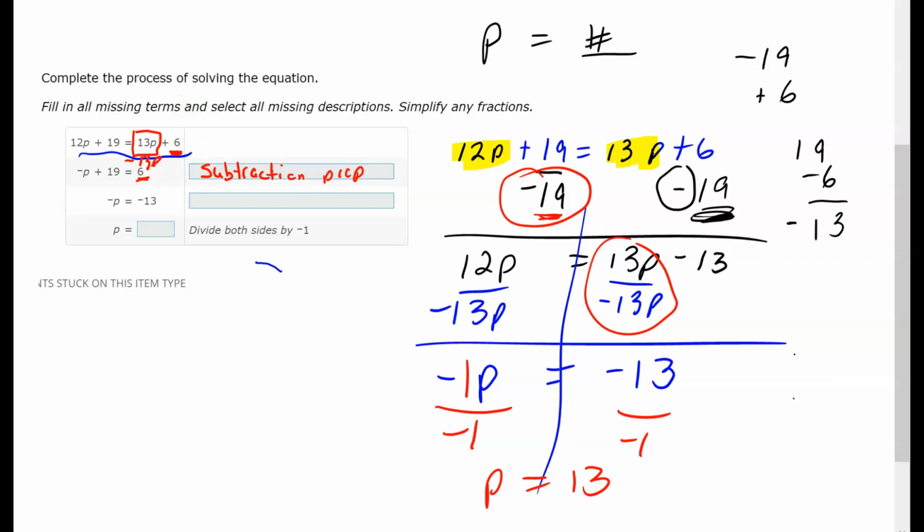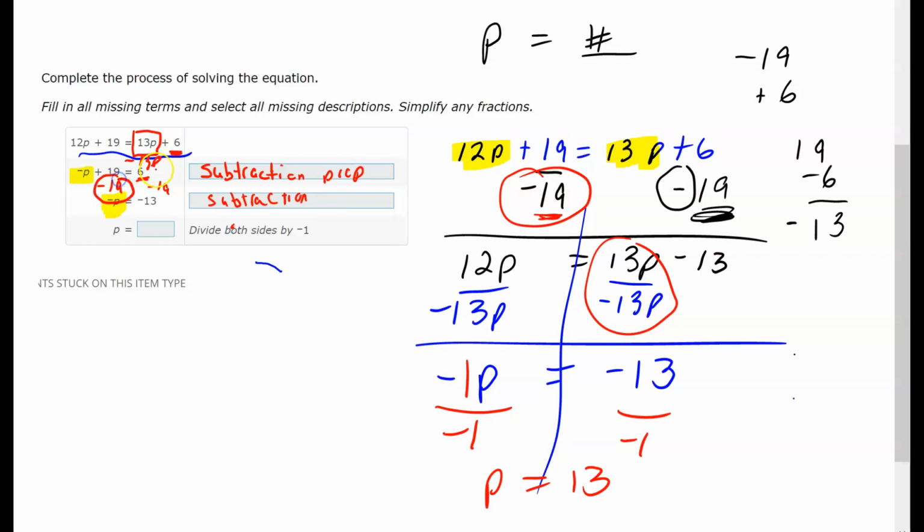Then, if you look at what they did next, what changed? The negative p is the same. It's the other thing that changed. So they subtracted 19 from both sides. So again, it's the subtraction property of equality. They're asking, what did you do? Did you do it to both sides? Then it's the something something property of equality. So subtraction, addition, multiplication. What did you do?